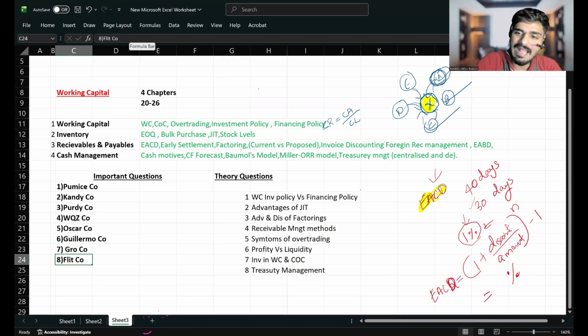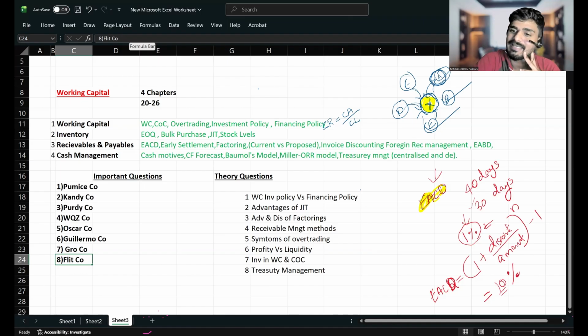That percentage is the annual cost of giving discount. If you are giving discount, we have to incur a cost, right? I am the one who bears a cost. That is what is called EACD. Suppose our EACD is 10%, which means we will incur a 10% cost if we give discount.